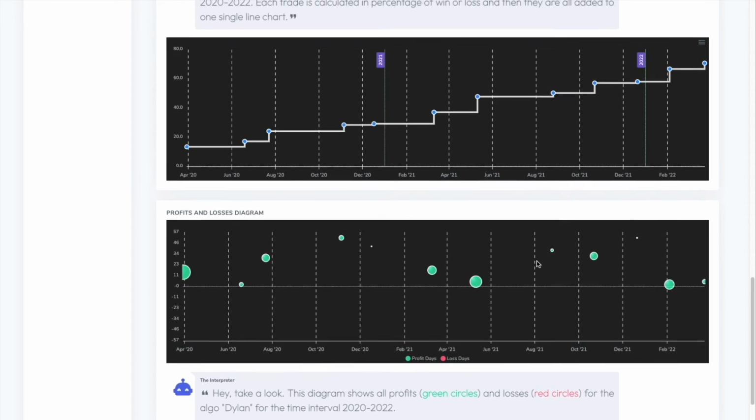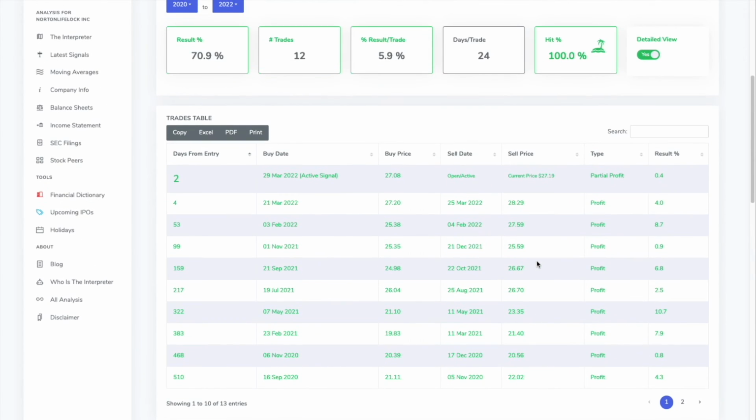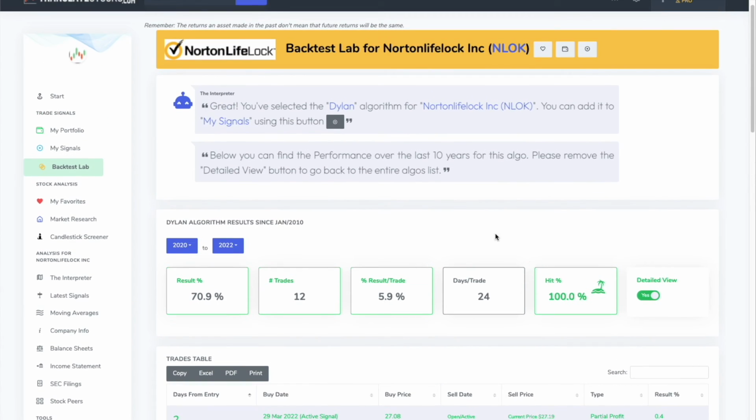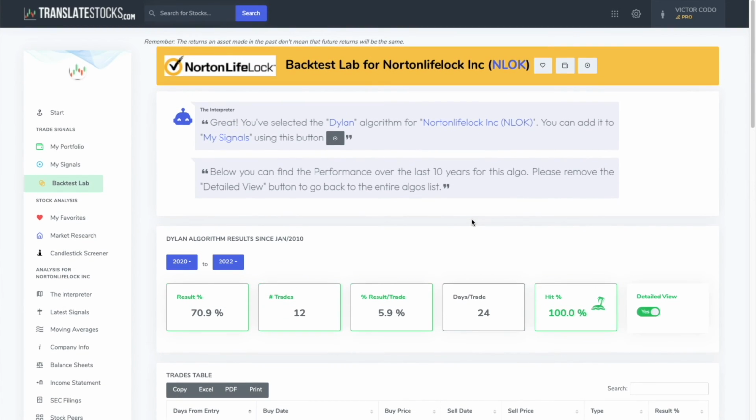We like this algorithm. We like what Dylan is doing. We want to get into this trade. We want to get into a position. So how do we know that when we buy at this price, how do we know when it's time to sell? Well, we come up here and we click this button to save this signal to My Signals list.